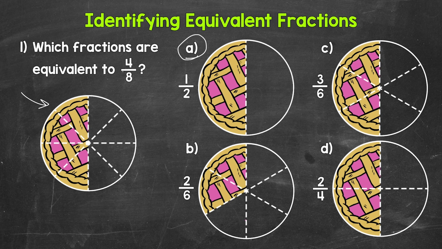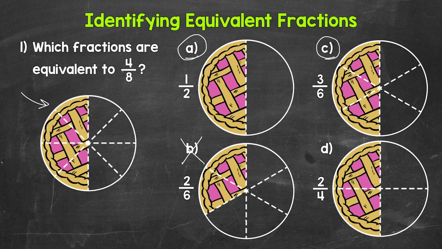Let's move on to choice B, where we have 2/6. So is 2/6 equivalent? No, this is less than 4/8. We do not have the same amount here. So this is not equivalent. Moving on to choice C, 3/6. Is this equivalent? Yes, we have the same amount of pie left. These fractions represent the same part of the whole pie. 4/8 and 3/6 are equivalent fractions.